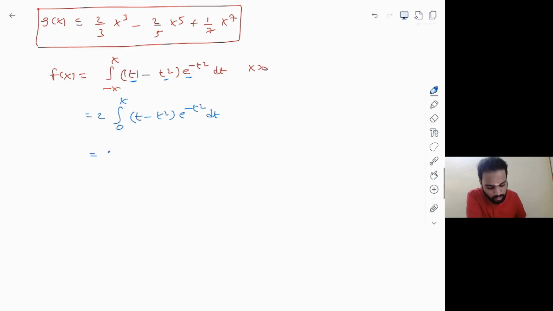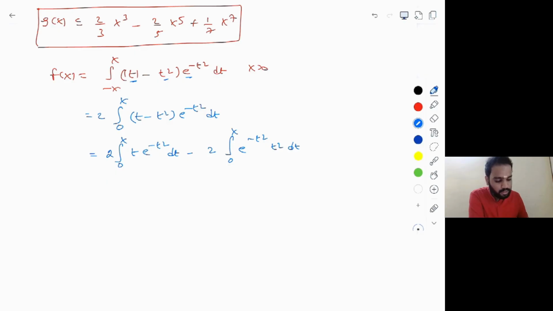So if you split the integration, this becomes integration of 0 to x. This will be t into e power minus t square dt, and then minus 2 into the integral 0 to x. This will be e power minus t square multiplied by t square dt. Okay. Now the first term can be simplified very easily because you have directly e power minus t square, right? So directly put t square equal to z and try to solve the first term here.